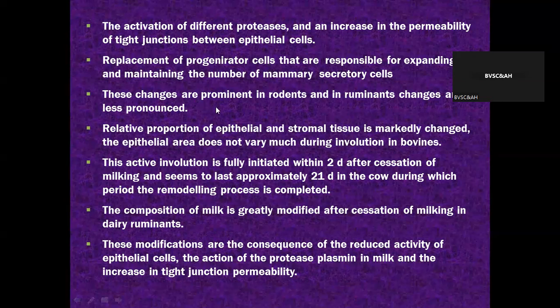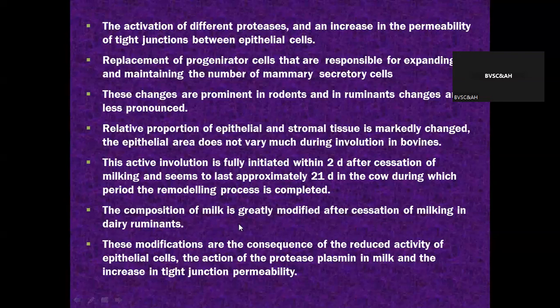These changes are very prominent in rodents, and in ruminants these changes are less pronounced. Whereas the relative proportion of the epithelial and stroma tissue is markedly changed, the epithelial area does not vary much during involution in bovines. This active involution is fully initiated within 2 days after the cessation of milking, and seems to last approximately 21 days in cows, during which period the remodeling process is completed.